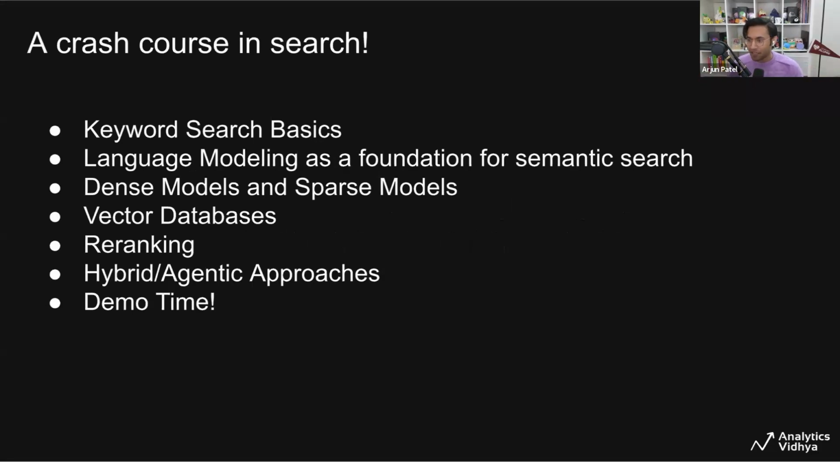We'll go over what keyword search is generally. We'll talk about how language modeling has created a strong foundation for semantic search. We'll talk about dense models and sparse models, which are two different ways of doing semantic search. We'll talk about vector databases, of course, re-ranking, which is a way to improve the results of an initial semantic search, hybrid and agentic approaches, and then we'll cover some evaluation strategies as well. And finally, I'll show you this demo, which is the screenshot on the right that I presented just a few moments ago.